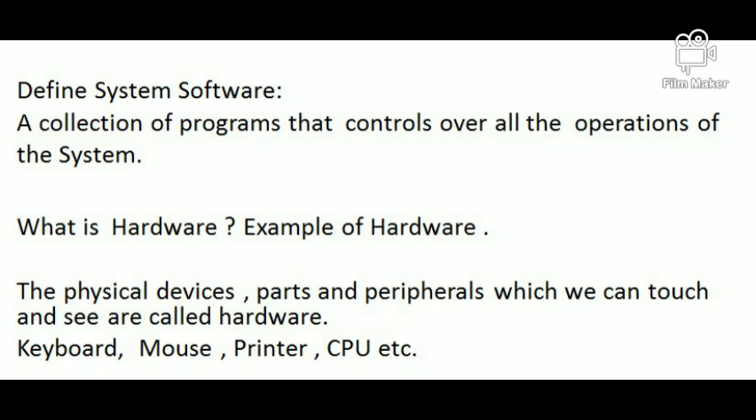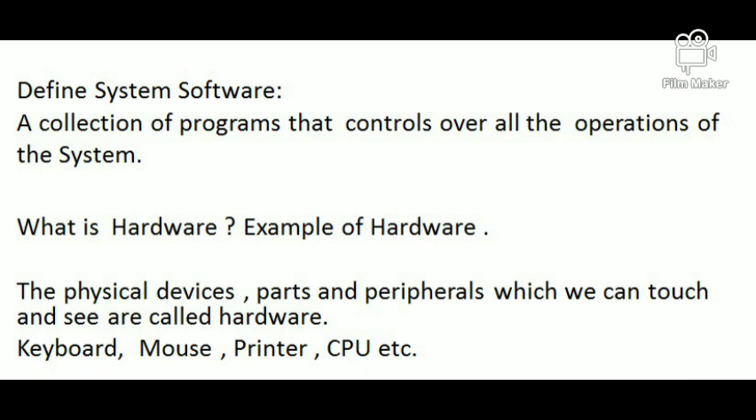My dear students, I'm going to discuss the chapter 1 subjective questions. First question, define system software. The answer: a collection of programs that controls the overall operation of the system is called system software.